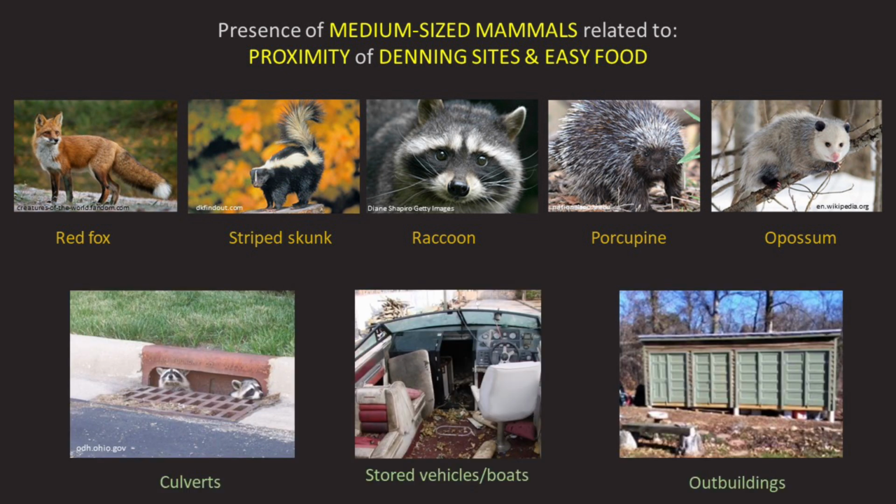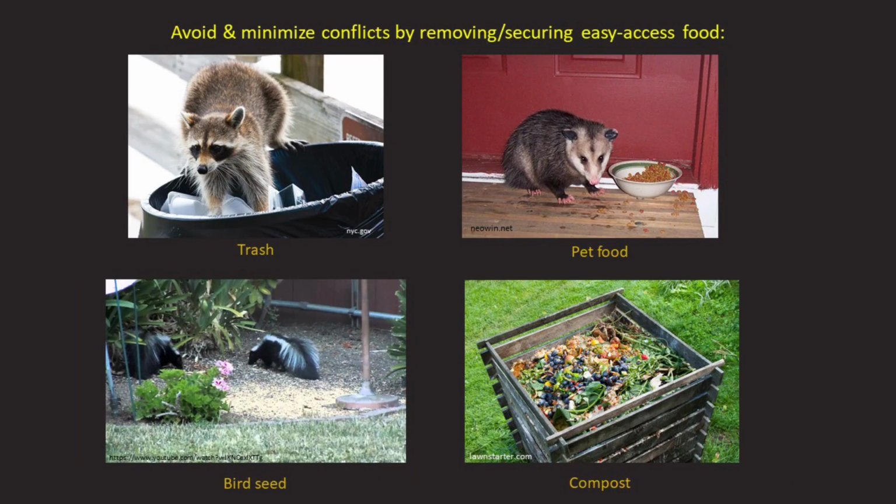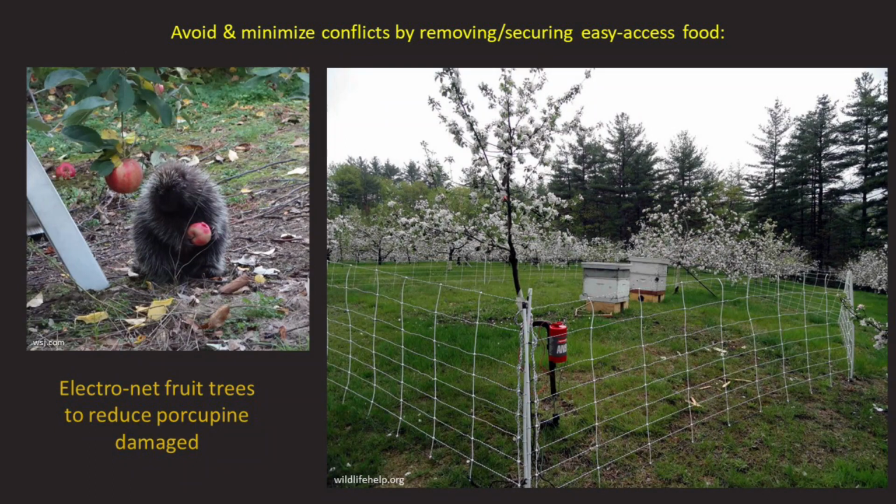For example, many of these species readily den in human structures, such as culverts, in abandoned vehicles, or under outbuildings or decks. These species are most commonly attracted to yards where they can find easy to access food. So the best way to avoid and minimize conflicts is to remove or secure food sources such as trash, pet food, compost, and birdseed. And electronetting is often the best way to discourage porcupines from damaging fruit trees.